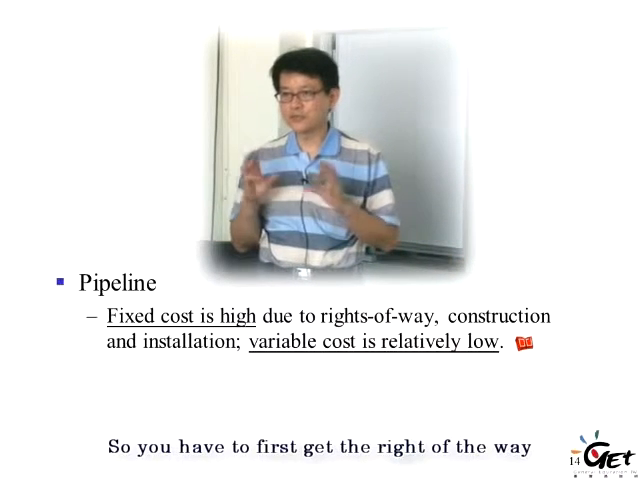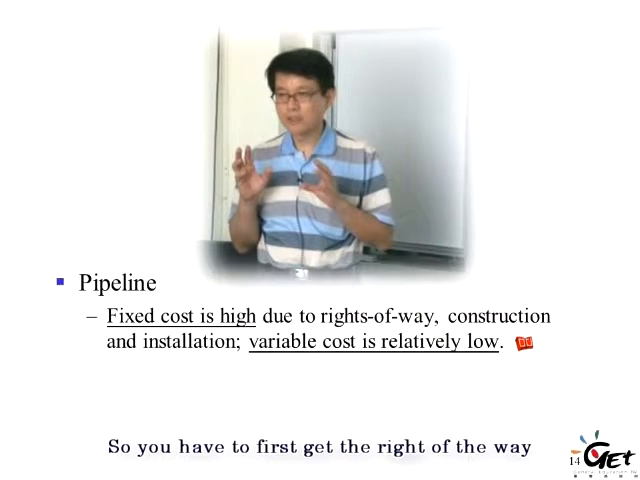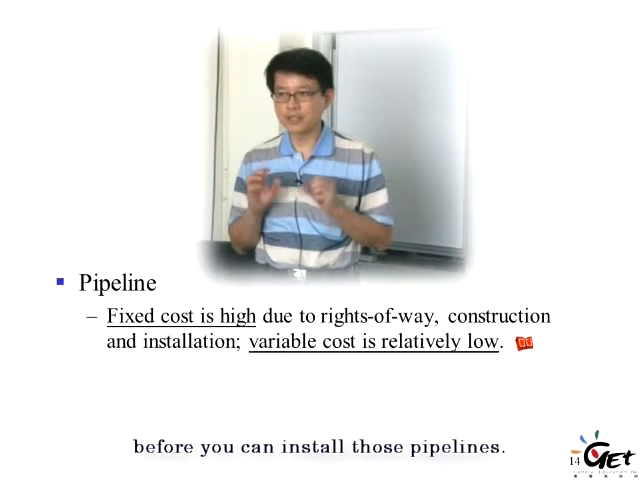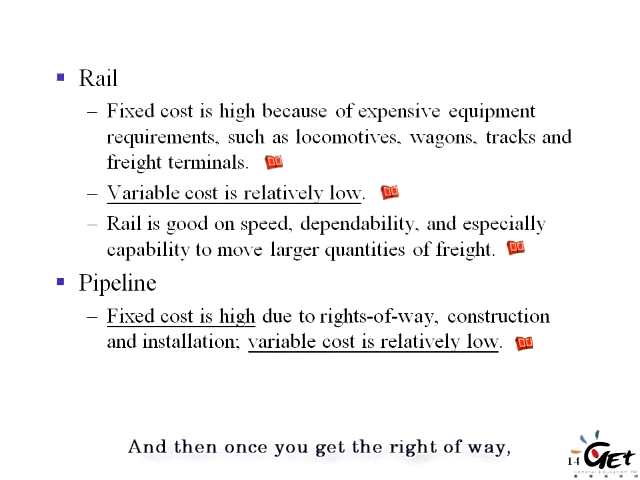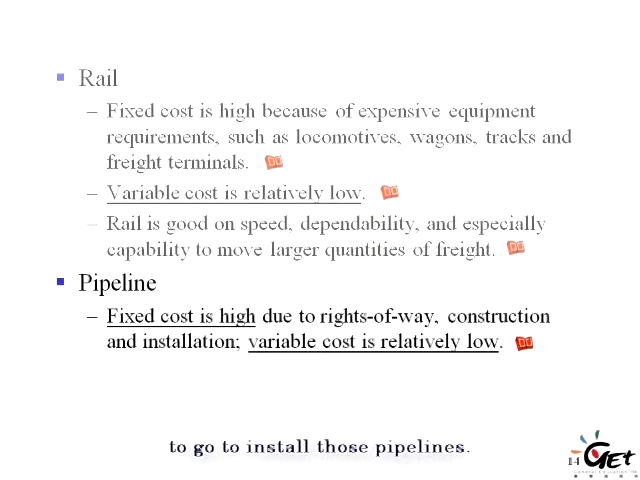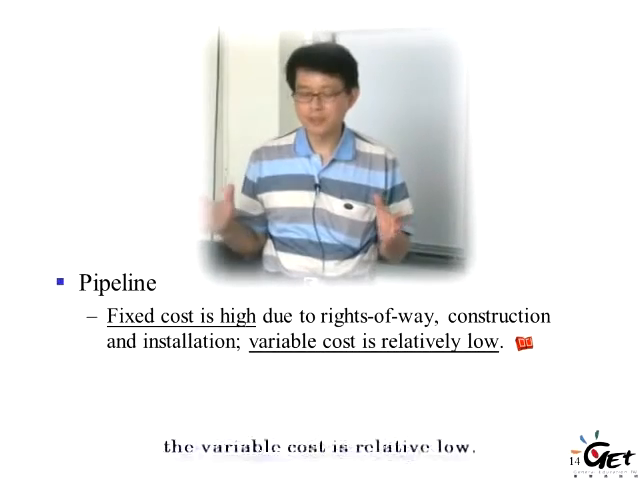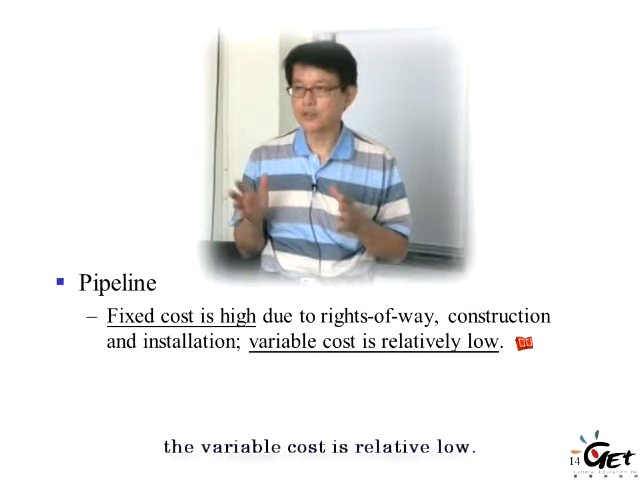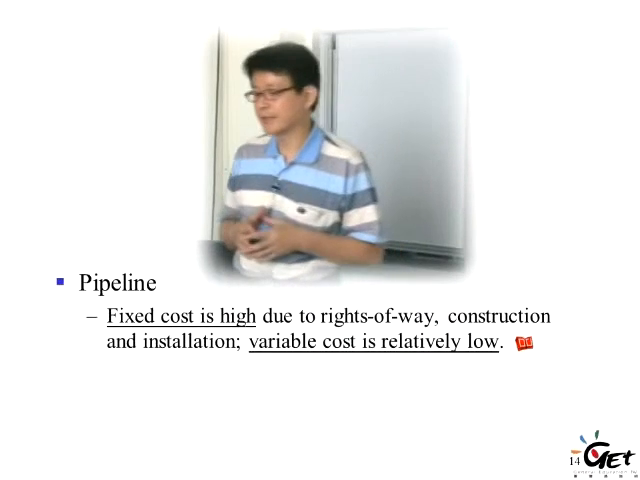Okay, so you first have to get rights of way before you can install those pipelines. And then once you get the rights of way, you have to start installing those pipelines. Maybe you will have some construction projects to go and install pipelines. However, once you have this system, the variable cost is relatively low.